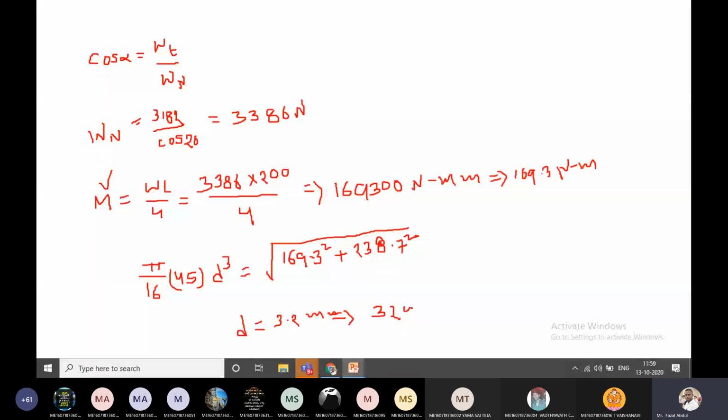I just calculated the D value according to the maximum principal shear stress theory. Okay, you people calculate this answer as homework according to the maximum principal stress theory, the first theory. Calculate the D value, and tell me the answer in the next class. Okay, 33.12, that is in meters, convert into mm. Very good.